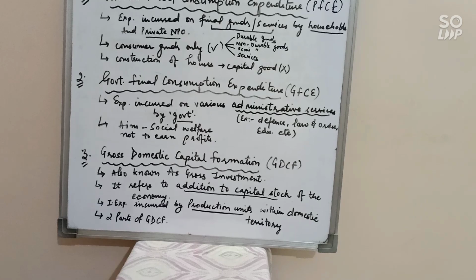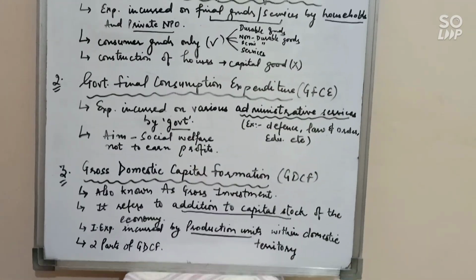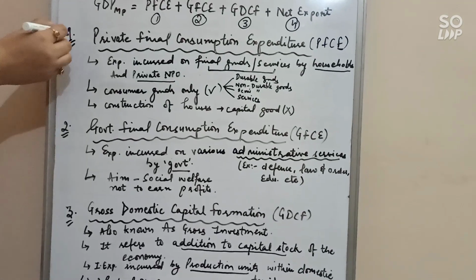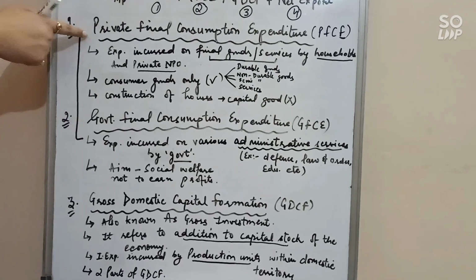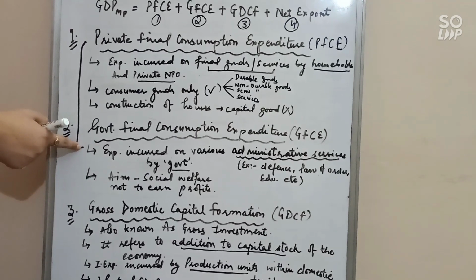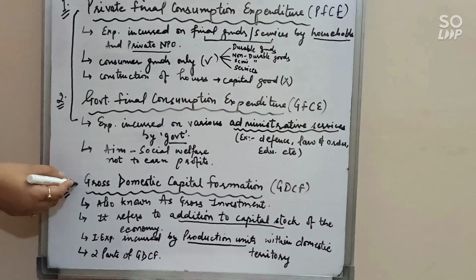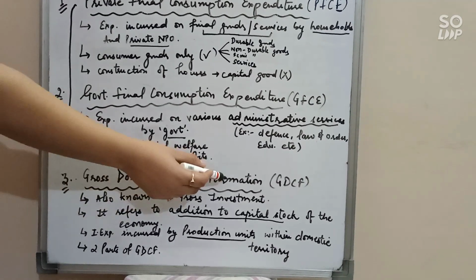Third point, that is gross domestic capital formation. So we have discussed that we have two types of goods: consumer goods, which are further divided into two points: private final consumption expenditure and government final consumption expenditure. Second is capital good. So capital good is known as gross domestic capital formation.